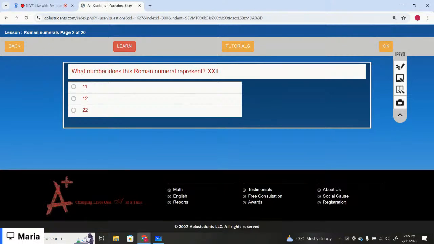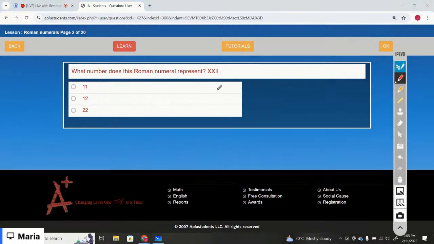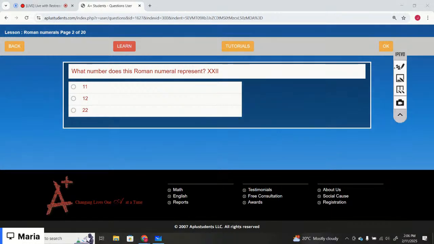Which number does the Roman numeral represent? You have to see which number is represented. So XXII. X is for 10, again X is for 10 and II is for 2. So just add them. 10 and 10 makes 20 and 20 plus 2 makes 22. So the correct option is 22. Option number 3 is the correct option. Got it? So the given number represents 22.